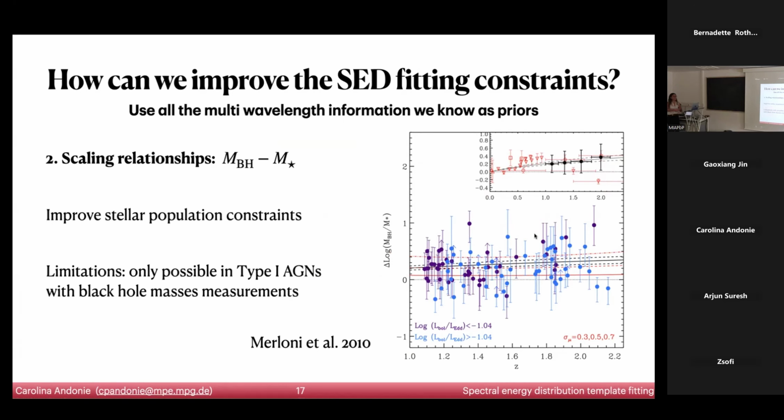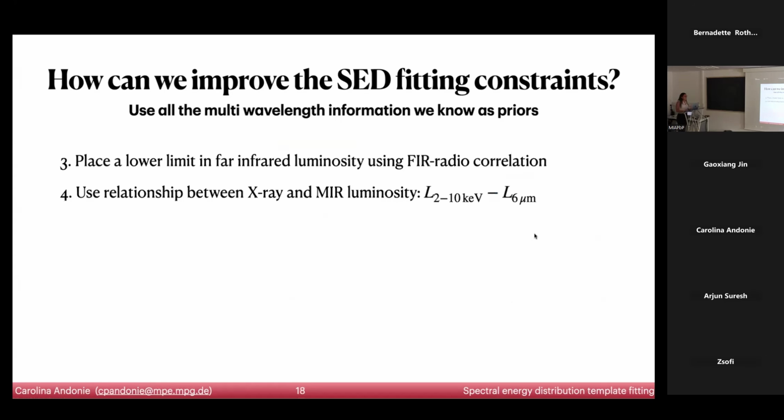I don't have to tell the SED fitting code that the stellar mass is this. But I can give it some freedom, while still guiding the code to improve the constraints. And I can use all other information that we know. For example, if we have the radio, we can use the far infrared to radio correlation to place some lower limits on the star formation luminosity of my source. Or if I also have the X-ray, I could use the X-ray to mid-infrared luminosity relationship to place some constraints on the torus luminosity, etc.